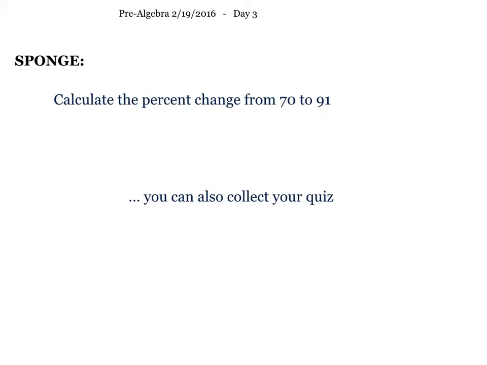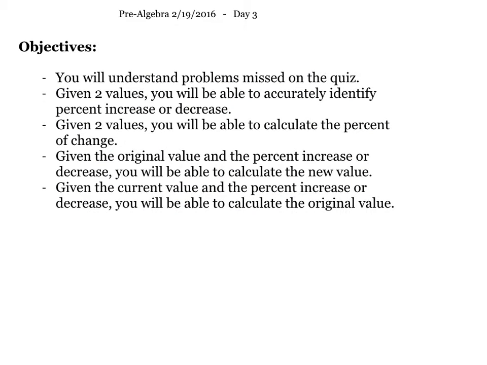Good morning, pre-algebra. We are going to be looking at calculating percent change today and also reviewing the quiz. So let's look at objectives for the day. This is February 19th, 2016. By the end of the day, the goal is that you will understand all the problems you missed on the quiz.